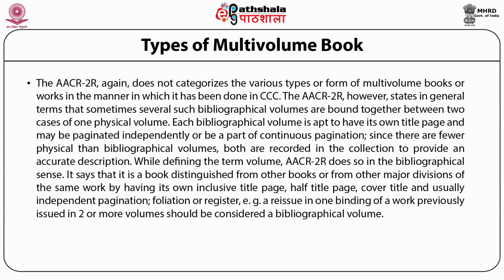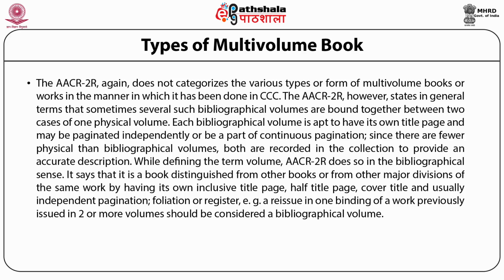The AACR2 again does not categorize the various types or forms of multi-volume books or works in the manner in which it has been done in CCC. The AACR2R, however, states in general terms that sometimes several such bibliographical volumes are bound together between 2 cases of one physical volume. Each bibliographical volume is apt to have its own title page and may be paginated independently or be a part of continuous pagination.